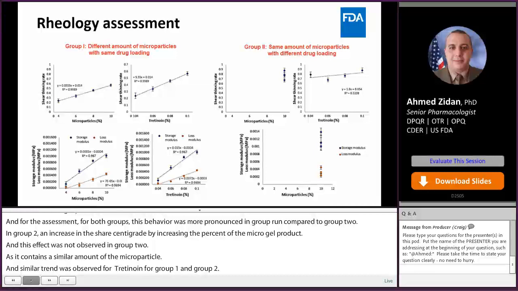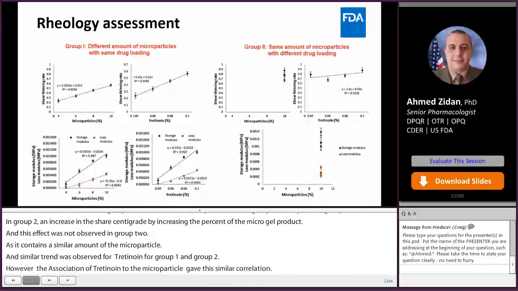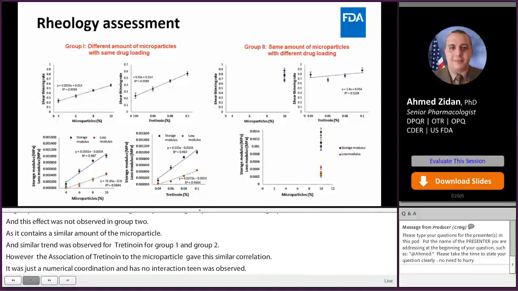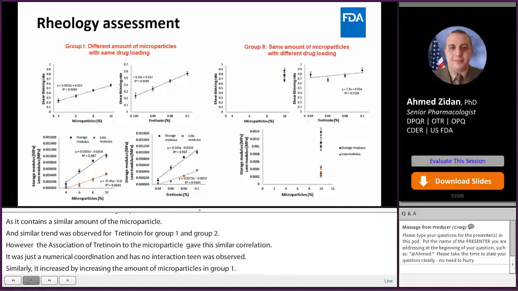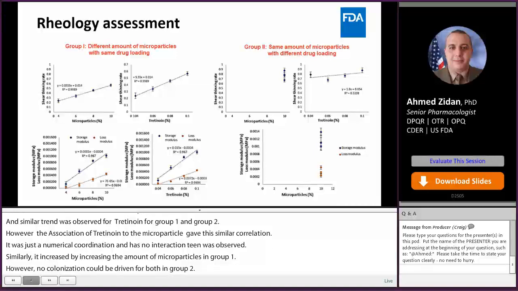However, it was just a numerical correlation rather than causation, as no interaction of tretinoin with the gel matrix was observed. Similarly, the loss and storage moduli increased proportionally by increasing amount of the microparticle in group 1. However, no correlation could be drawn for both moduli in group 2. And these results showed that manufacturing parameters and microstructure of the gel products containing microparticle can affect the rheological parameters and should be considered during evaluation of the similarity of test to reference product.